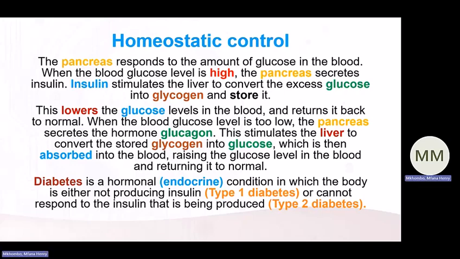Diabetes, or sometimes known as diabetes mellitus, is a hormonal or endocrine condition in which the body is either not producing insulin, which we term type 1 diabetes, or the body cannot respond to the commands of insulin that is being produced. That's what we call insulin resistance, or type 2 diabetes.